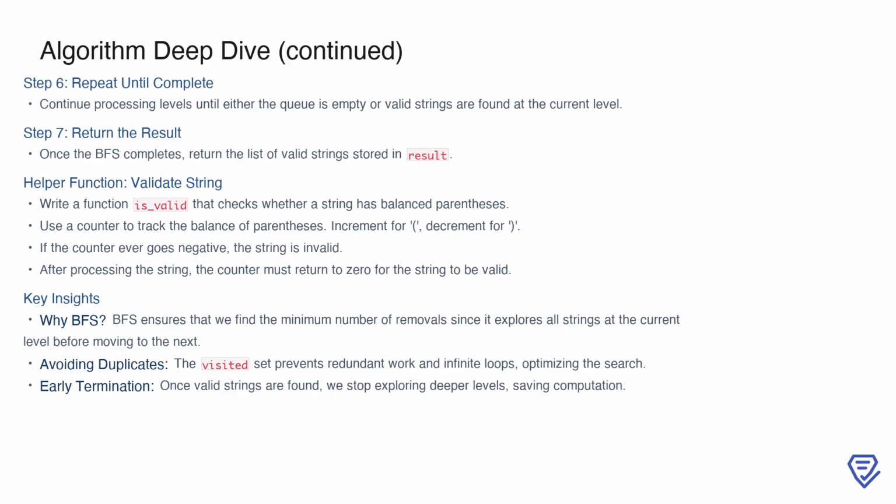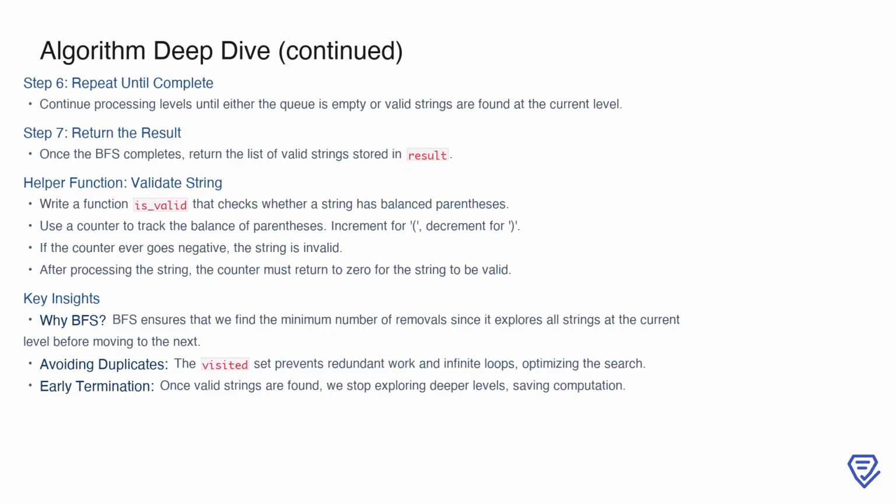The process continues until we have either found valid strings or the queue is empty. At each level, we dequeue strings, check their validity, and generate new substrings if necessary. Once we identify valid strings at the current level, we stop further exploration of deeper levels, as BFS guarantees the minimal number of removals have already been applied. At the end of the traversal, we return the result list containing all the valid strings.